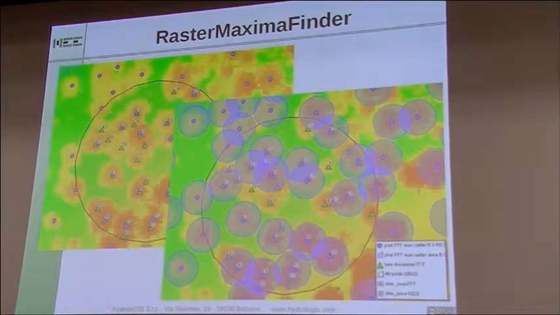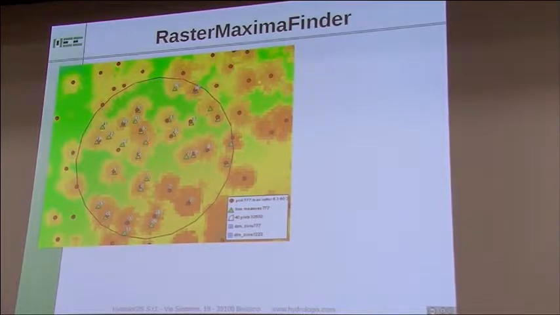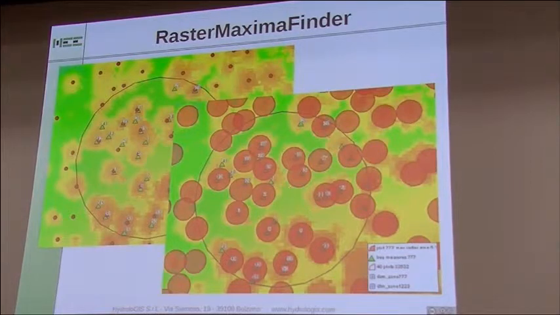But if you change the parameters, you can see that here we have much better results. We miss only six, I think, trees inside the plot. And this is a very rough delineation of the crowns.